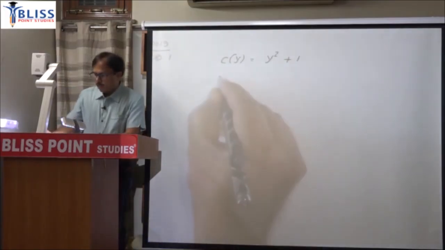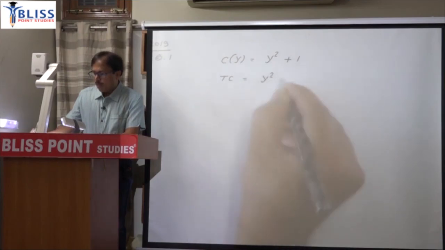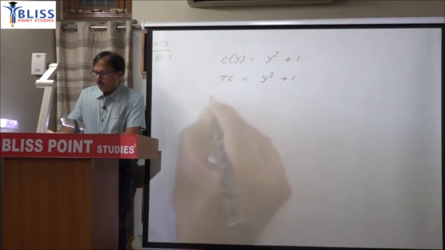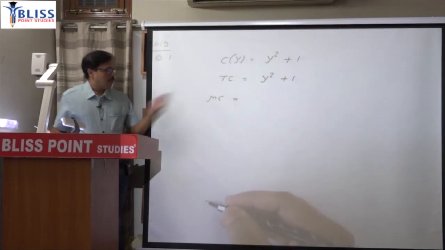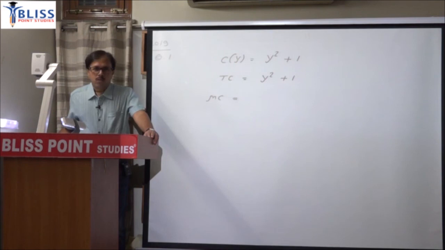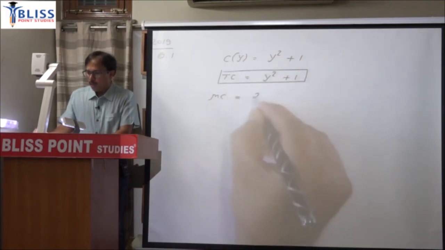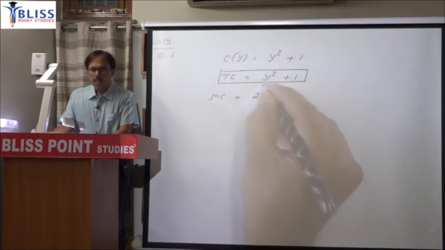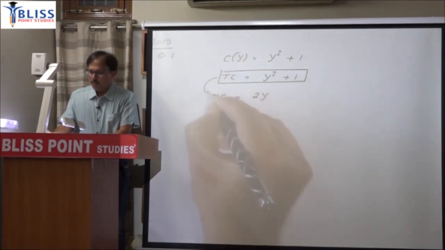first of all calculate, or you can write it in this form also, total cost is equal to y square plus 1. From total cost you can calculate marginal cost. As explained at the beginning of the class, we can calculate marginal cost from total cost by differentiating total cost. So if you differentiate that total cost function with respect to output, the derivative of y square is 2y, multiplying by the power and reducing the power by 1. The constant number is 1, its derivative will be 0. So the simple derivative of that total cost gives you marginal cost.